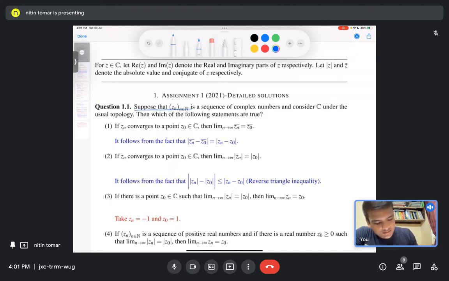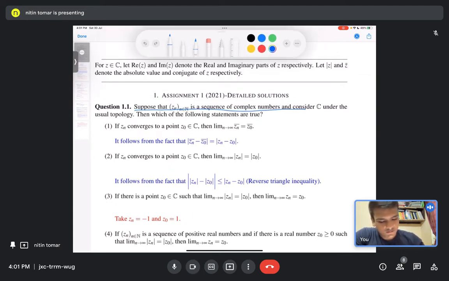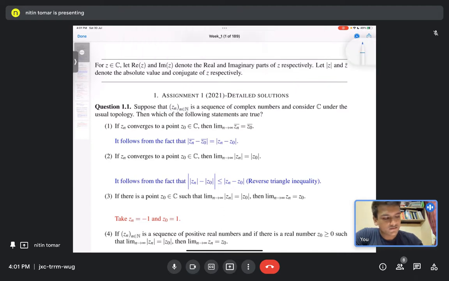suppose that Zn is a sequence of complex numbers. So I'm reading question number 1. If we have a sequence of complex numbers and consider the complex plane denoted by C under the usual topology. So what is the usual topology of the complex plane? If you have a complex plane like this, this is the real axis and this is the imaginary axis. The neighborhoods are of the form of an open ball. So this is the usual topology.